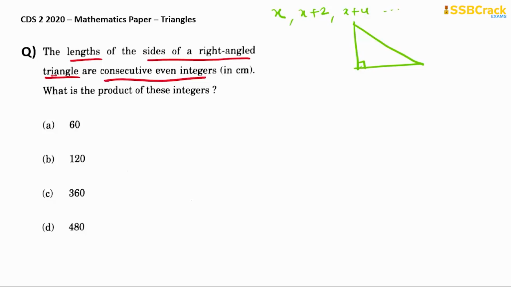So we take the hypotenuse as the largest side. So I'll take this, and x is a positive integer. The length of a side cannot be negative. So of course I have to take this form only. Can it be the other way? No, right? So we have this right triangle with these side details. So what they ask is, what is the product of these integers? Means we have to find the product of x, x plus 2, x plus 4. For that we require x, right?